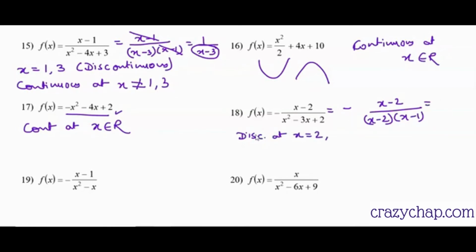And when we cancel it, we will get 1 over x minus 1, minus 1 over x minus 1. So it is discontinuous at x minus 1 also. It means x equal to 1. So it is discontinuous at two values, where x is 2 and where x is 1. So where is it continuous? We'll just say at all values except 2 and 1.